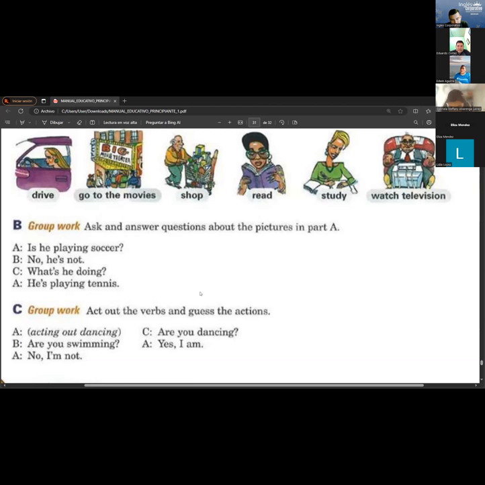Is he playing soccer? No, he's not. What's he doing? He's playing tennis. What's he doing? He's playing tennis. Ok. Vale, ya vieron más o menos el modelo, ¿verdad? ¿Qué está haciendo él? ¿Está jugando él fútbol? No, él no. ¿Qué está haciendo? Él está jugando tenis.